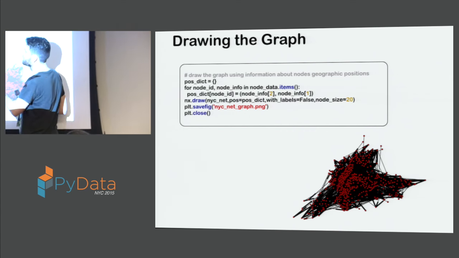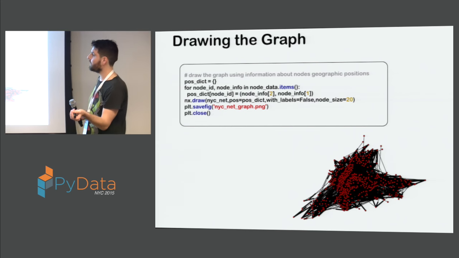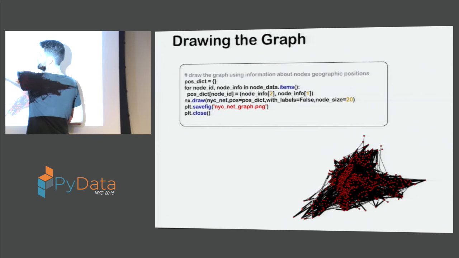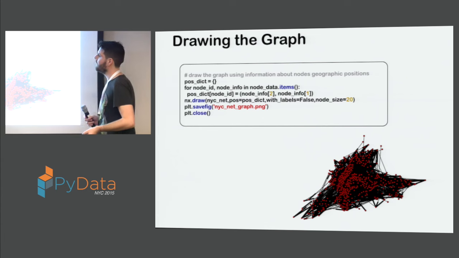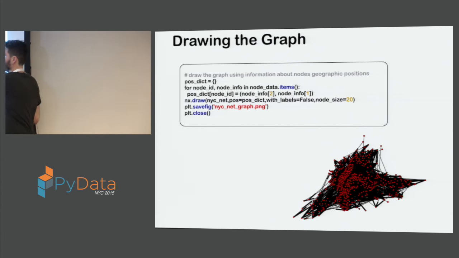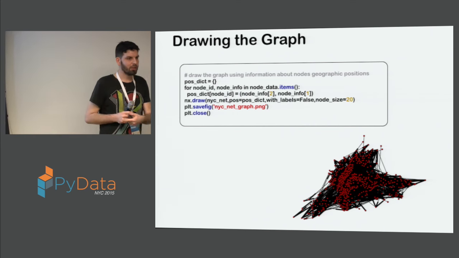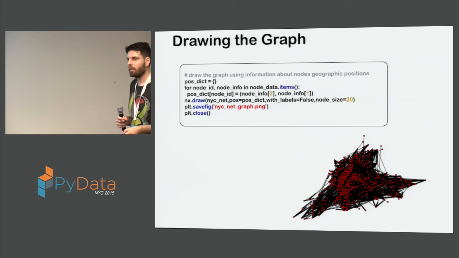We store latitude and longitude values in the position dictionary. The position dictionary is passed as the position parameter of the draw function. And then we can also specify the size of the nodes on the graph. Of course, we can store it, and if you run the code, you get this graph.